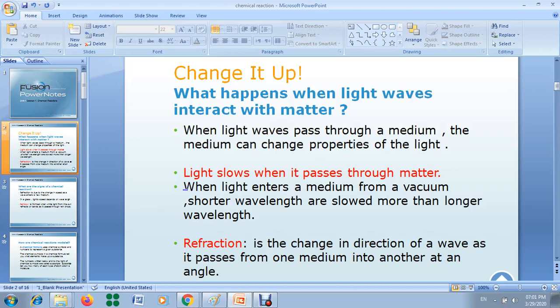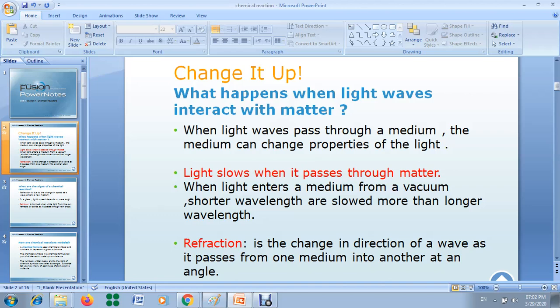The second thing that happens to the light when it passes through a medium is that it will change direction. The light travels in straight lines, but when it passes through a medium, it will not continue in the same direction. It will change direction a little bit. This change in direction is called refraction. So refraction is the change in the direction of a wave as it passes from one medium into another at an angle.